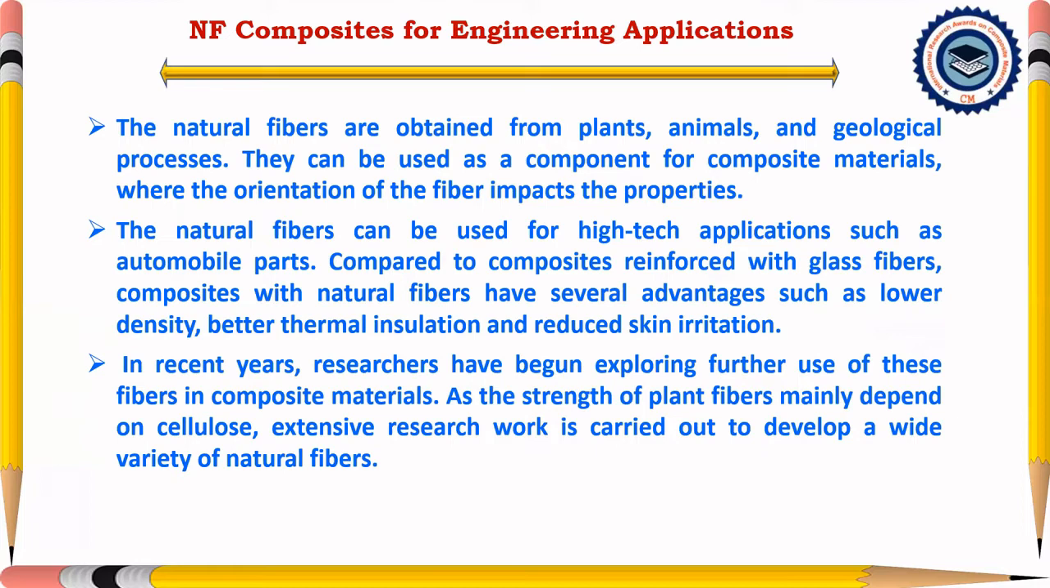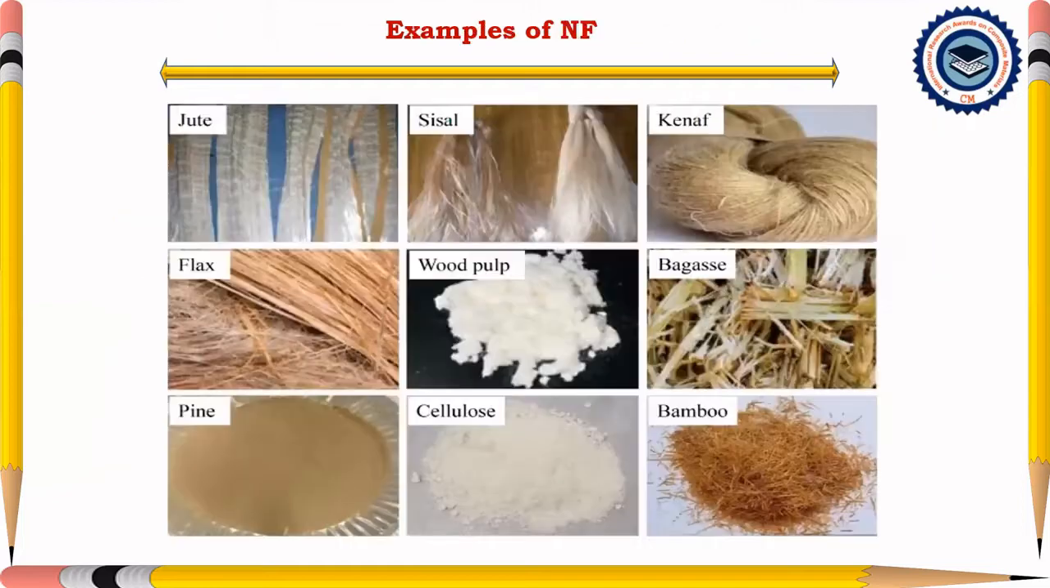Nowadays, most of the natural fibers are used for automobile applications, particularly car door upholstery, bumpers, and mudguards also. Compared to composites reinforced with glass fibers, composites with natural fibers have several advantages such as lower density, better thermal insulation, and reduced skin irritation also. Nowadays most of the researchers are exploring further use of these fibers in composite materials, as the strength of plant fibers mainly depends on cellulose. Extensive research work is carried out to develop a wide variety of natural fibers.